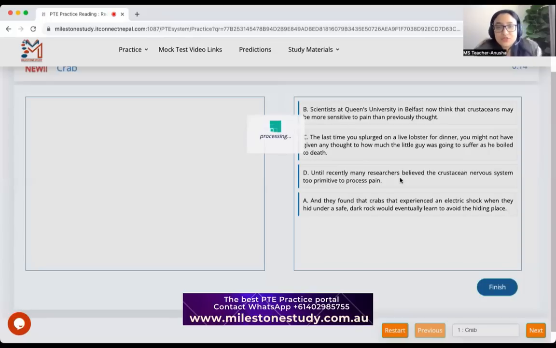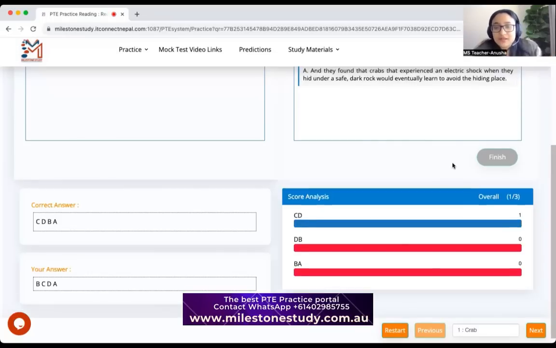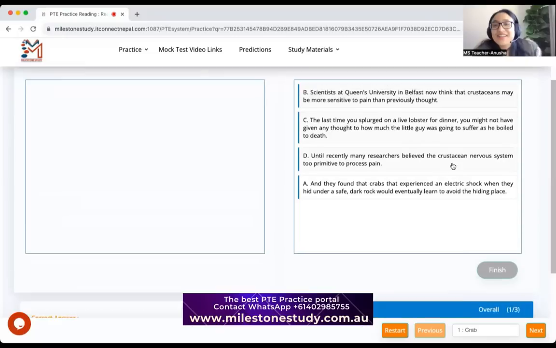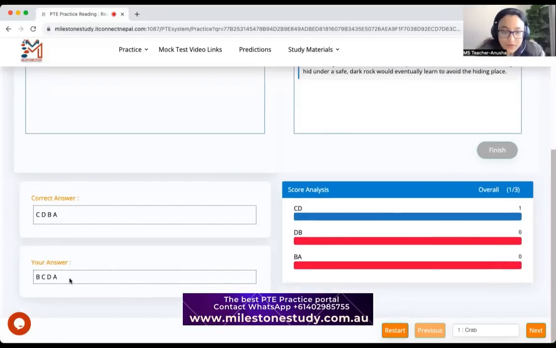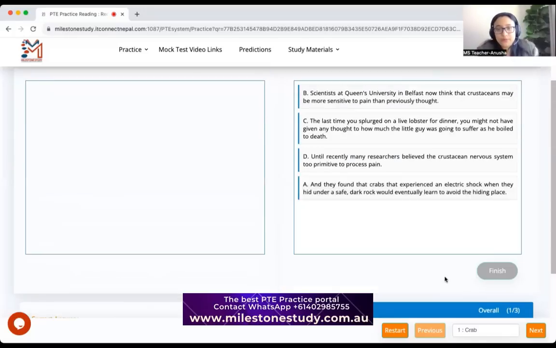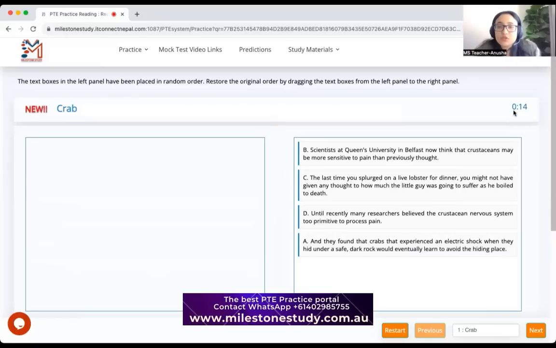Okay, so you drag everything on the right side. Unfortunately, I got only one. Then you click finish and you see your correct answer and your answer and the analysis, how many marks you got, which pairs were right and which were wrong. Okay, look at the timer always, it should not exceed 2 to maximum 2.5 minutes when you are practicing.